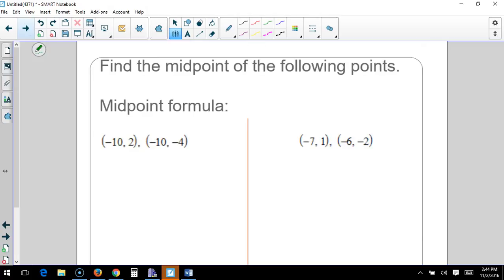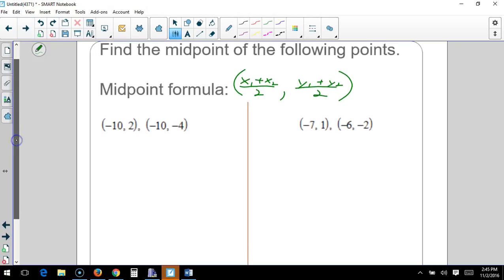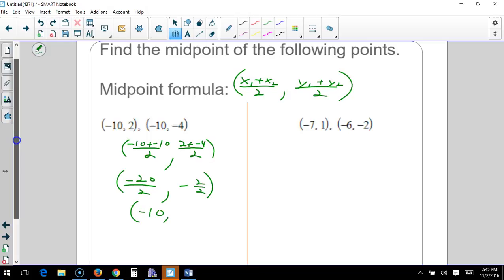Now the midpoint formula is x1 plus x2 divided by 2, and y1 plus y2 divided by 2. Remember earlier we asked how you find the average of two numbers: add up and divide by 2. So that's all you do. My x-coordinate is going to be negative 10 plus negative 10 over 2. My y-coordinate is going to be 2 plus negative 4 over 2. So that's negative 20 over 2 and negative 2 over 2. So this ends up being negative 10, comma, negative 1.